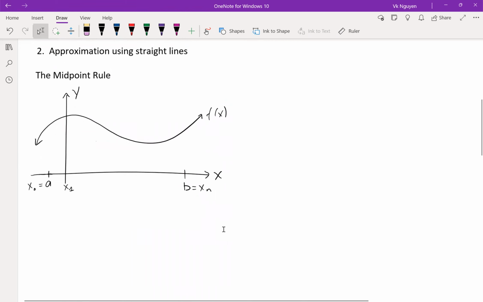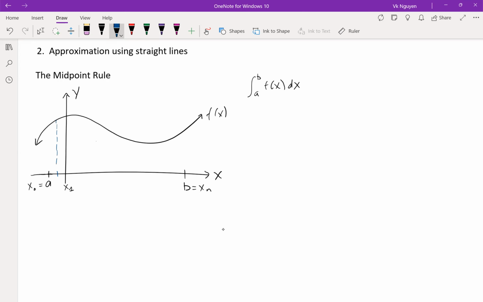Number 2, approximation using straight lines. There are 2 ways to use straight lines to approximate. The first way is to use the midpoint rule. So that is for an integral from a to b of f(x) dx, that is the area under the curve. We use the midpoint, so we let a equal x sub 0 and b equal x sub n. The first midpoint is going to be the midpoint between x sub 0 and x sub 1.